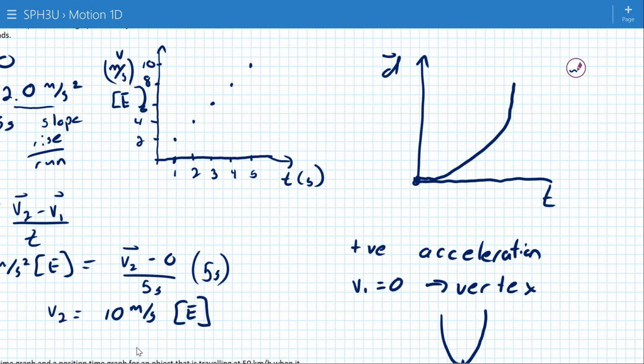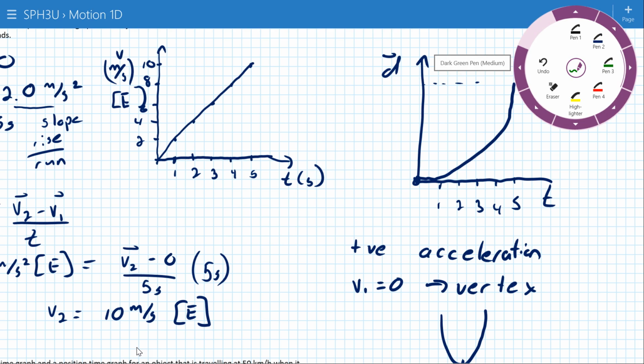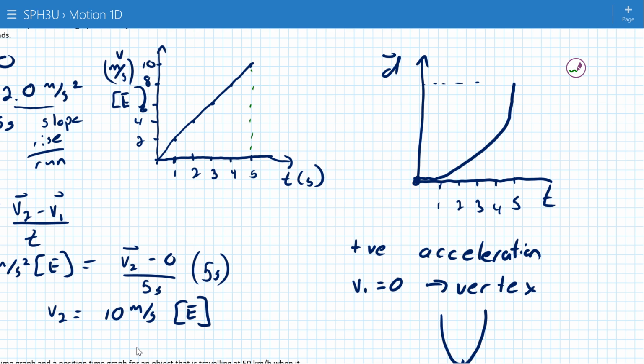Now the only thing I think that would help give us a better guideline, let's say that's 1 second, 2, 3, 4, and 5, is if we knew what position it ended at after 5 seconds. There's a trick you can use related to the velocity time graph, specifically that the area under the velocity time graph is equal to the displacement.